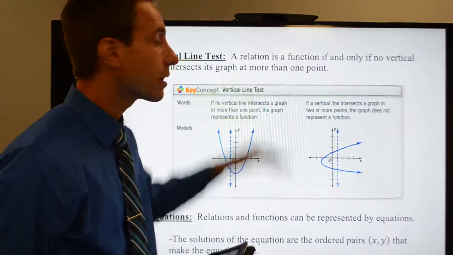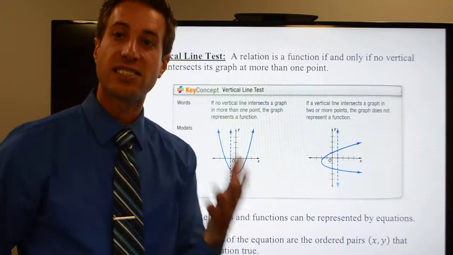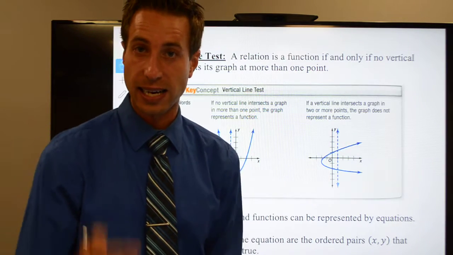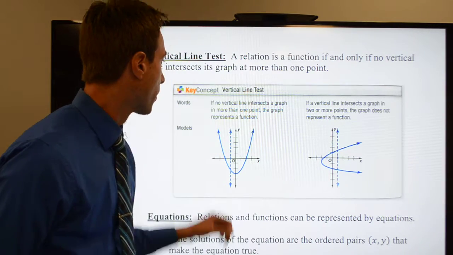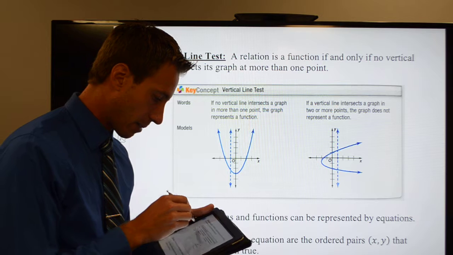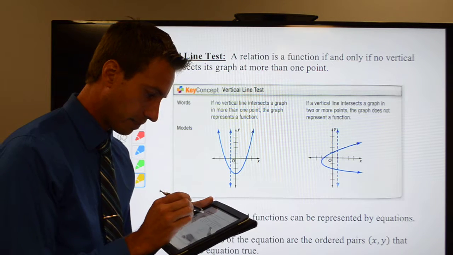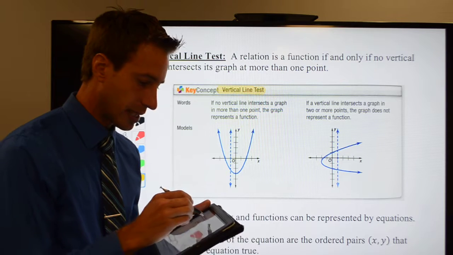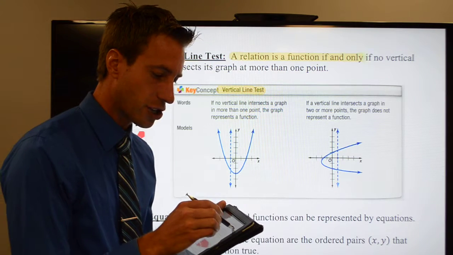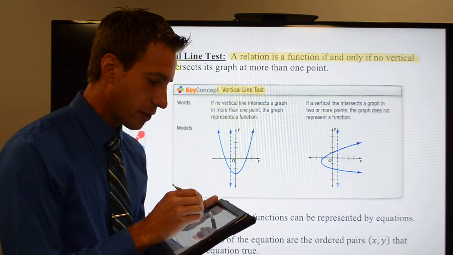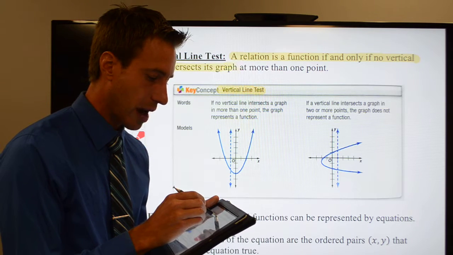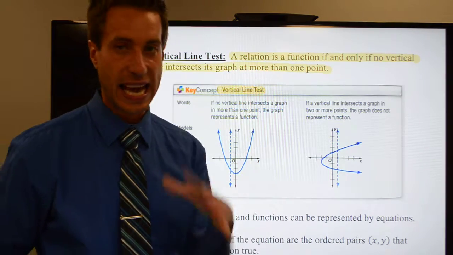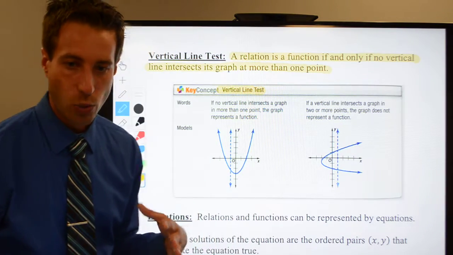Well, that's exactly what you're doing here, but instead of calling it the one-to-one test, it is the vertical line test. Let me show you how it works. Right here we have a function. Let me highlight it for you, the vertical line test. And what you're checking to do is this. A relation is a function if and only if a vertical line intersects its graph at only one spot, right? It cannot intersect it more than one spot.